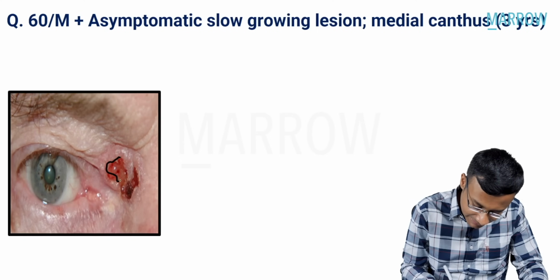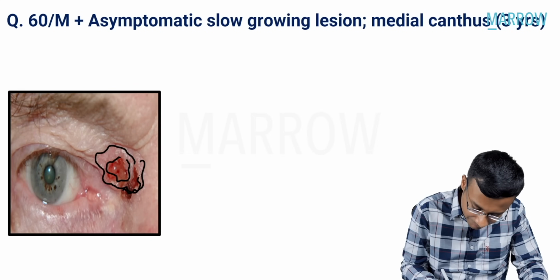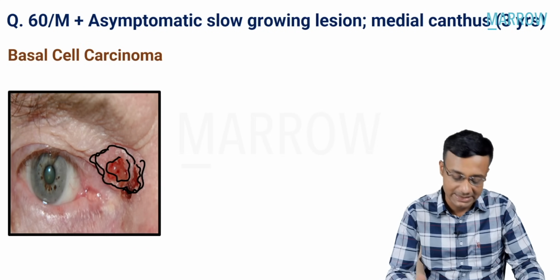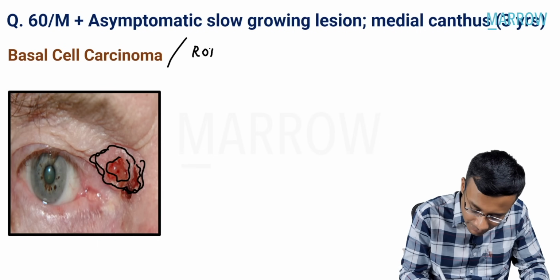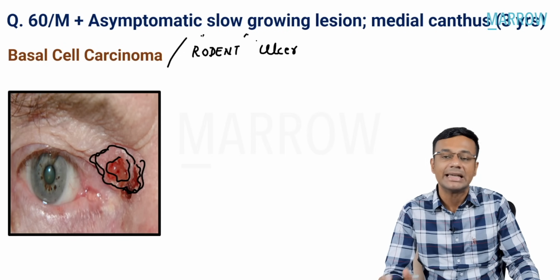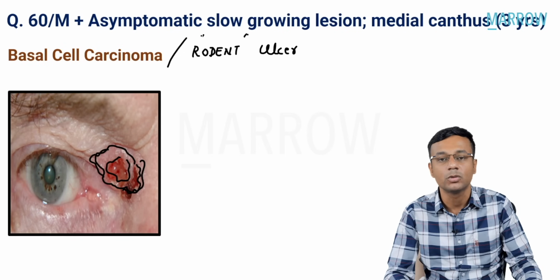A 60-year-old male presents with an asymptomatic slow-growing lesion over the medial canthus since 3 years. On examination, you can see there's an ulcer, which is a slow-growing ulcer with beaded margins. So this is going to be a rodent ulcer, also known as basal cell carcinoma. So please remember, students, if there is an ulcer which is slow-growing with beaded, rolled-out edges, then think of basal cell carcinoma, which is known for its local invasion, and metastasis is rare.